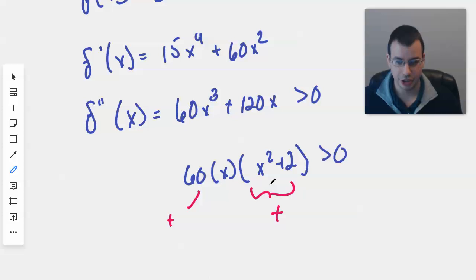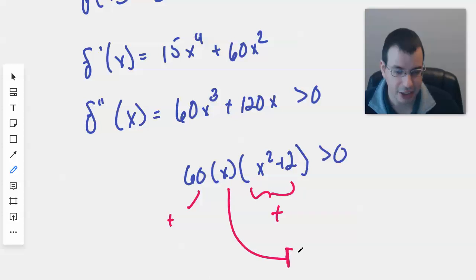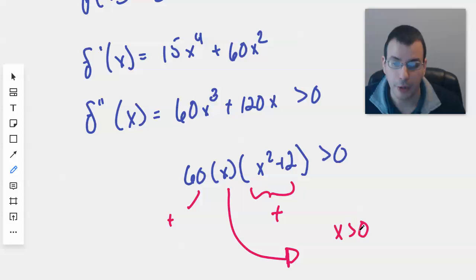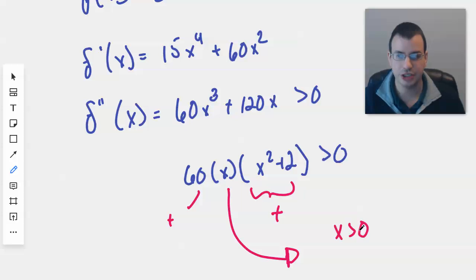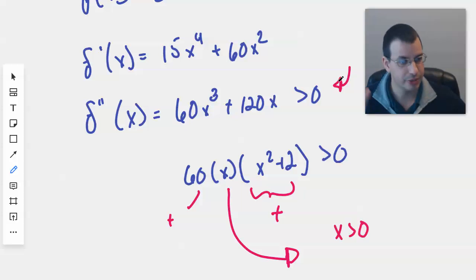Real numbers and such. So x squared is positive, 2 is positive. When positives combine, still positive. So the only thing that will get flaky here is x. And x will be greater than 0 when x is greater than 0. So this entire expression will be greater than 0 when x is greater than 0. That's it. Nothing more subtle, just that.